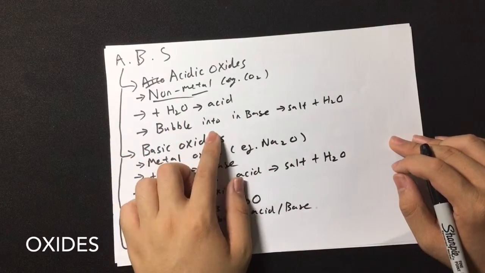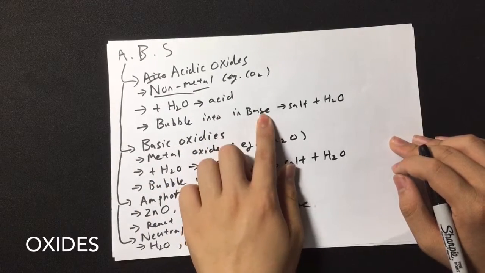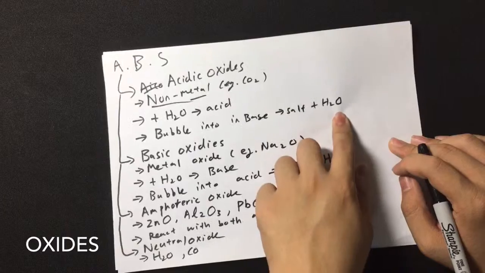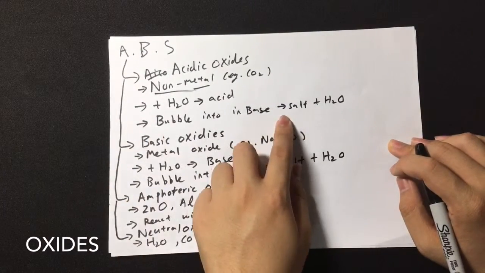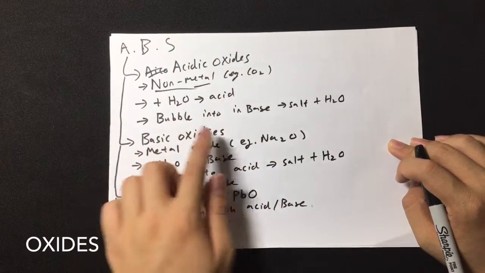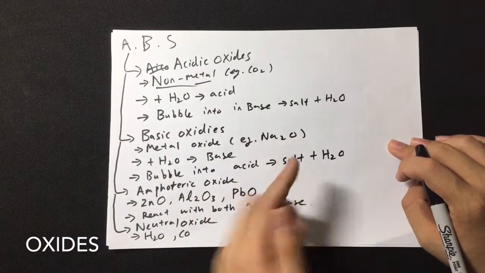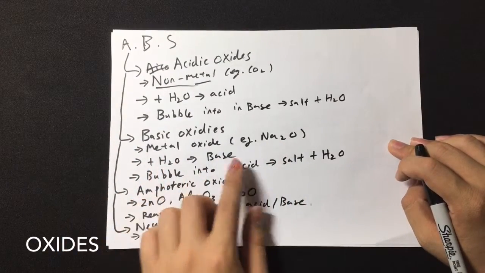And if you bubble it into a base, a soluble base, because there must be the presence of water, you will expect to get salt and water. So you can react with a base using an acidic oxide. A basic oxide, in contrast, is a metal oxide, such as sodium oxide. It reacts with water to give you base.